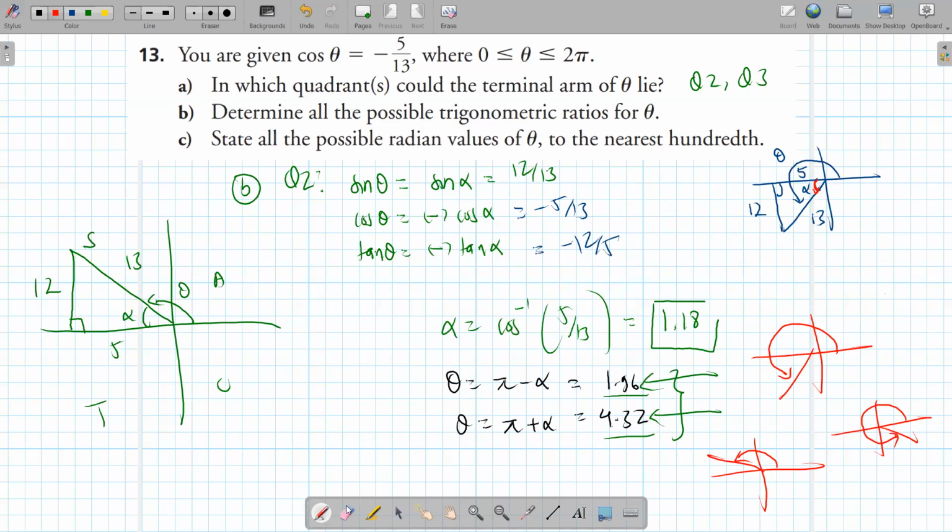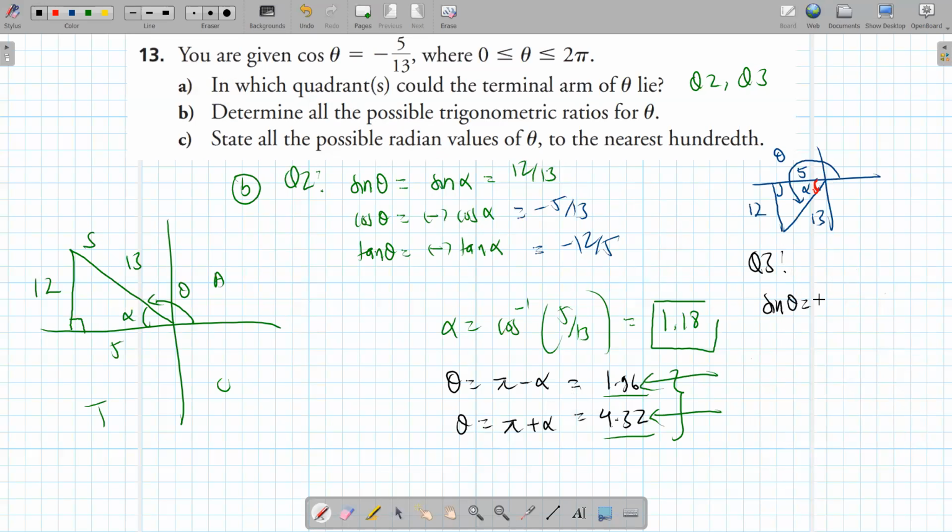Okay. And for quadrant 3, the ratios are going to be the same. It's only the sign that's going to be different. So sine theta is the exact same thing as negative sine alpha now, because only tan is positive in quadrant 3. That's going to be negative 12 over 13, assuming it's in quadrant 3. Cosine theta, it's already given in the question, but it's negative cosine of alpha, so minus 5 over 13. And finally, tan is going to be positive. It's going to be 12 over 5 because it's positive in this quadrant.